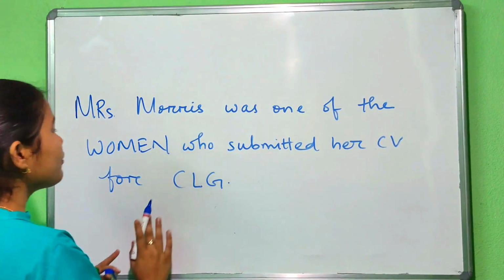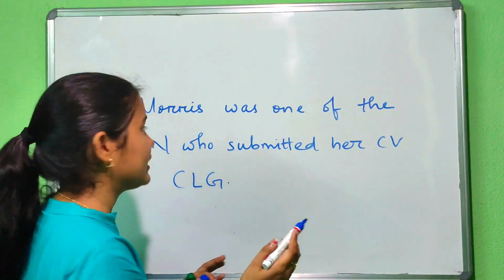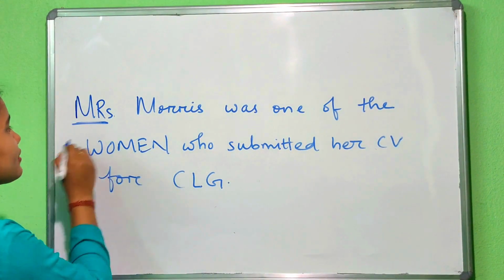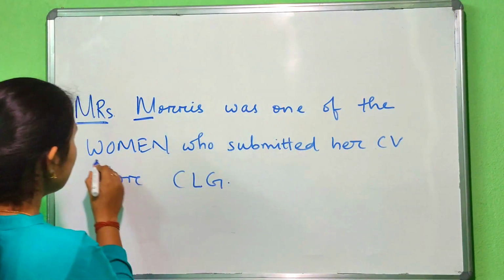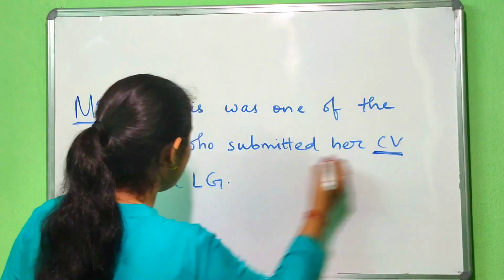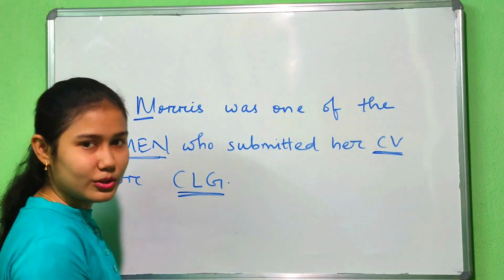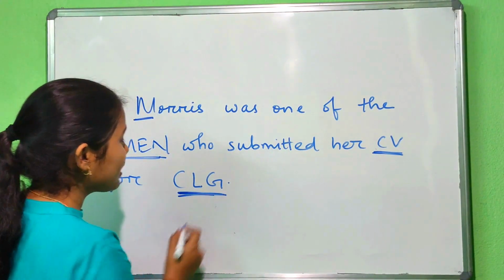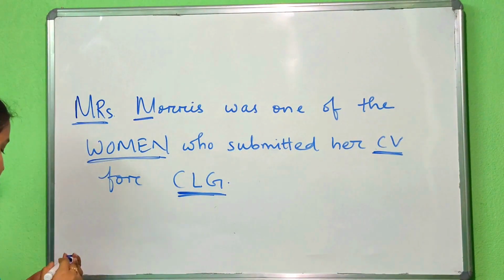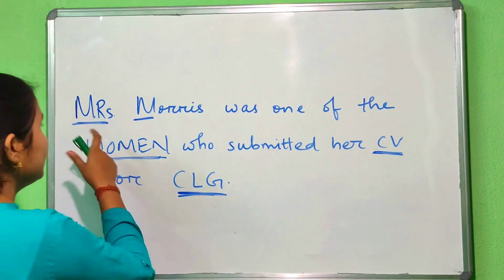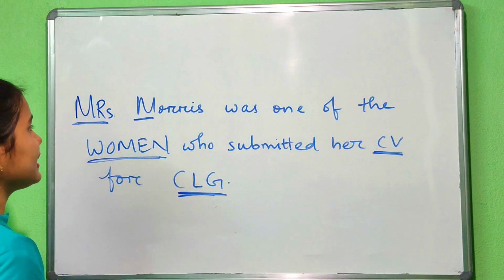In this sentence, we have to remember the letters which I have written in block letters, right? Mrs. from Mrs. MR, from Morris M, then woman, then CV and then college. College is spelled COLLEGE, but in short we write CLG, which everyone must know. Okay, so now let's know the full forms.